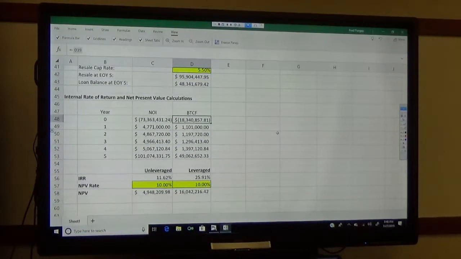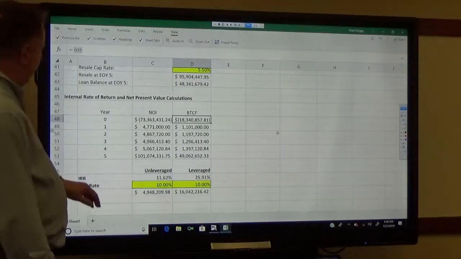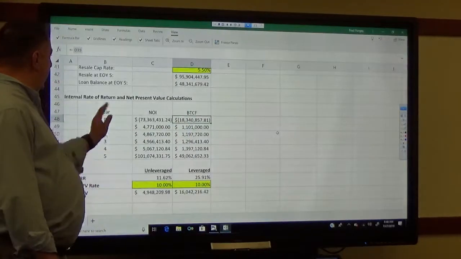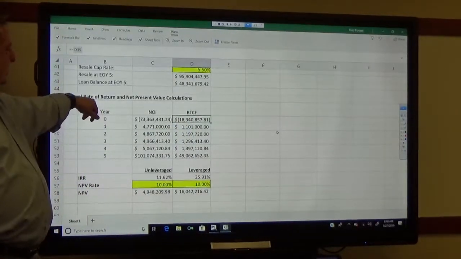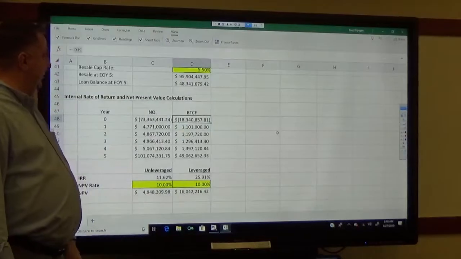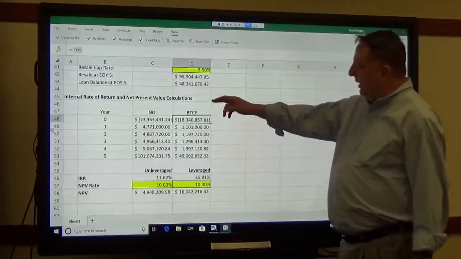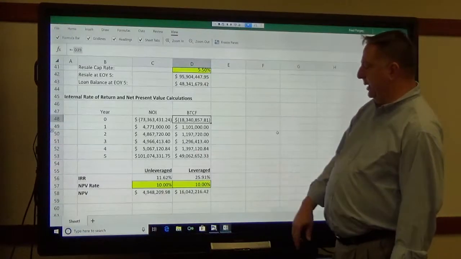We're going to start with the more complicated and work back to the easy. All right, so we're going to start over here with this column, which what we're doing is we're going to be calculating our internal rate of return and our net present value for the project. Okay. So we have two different approaches to this.